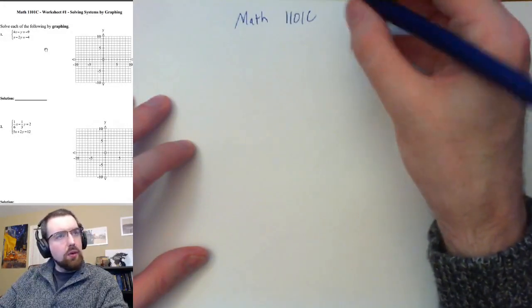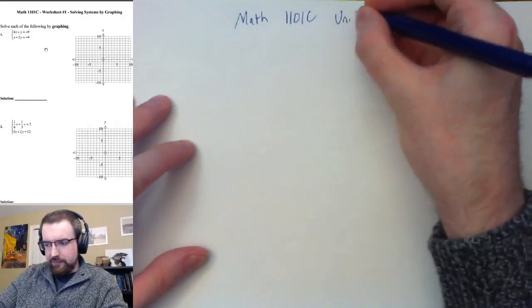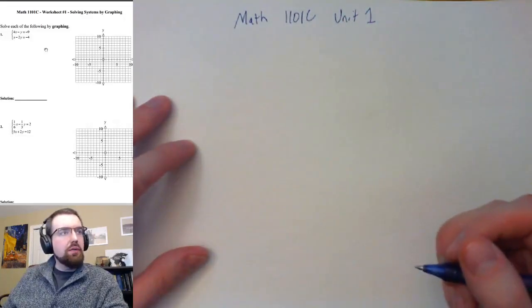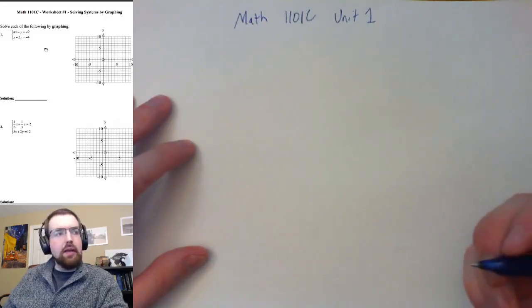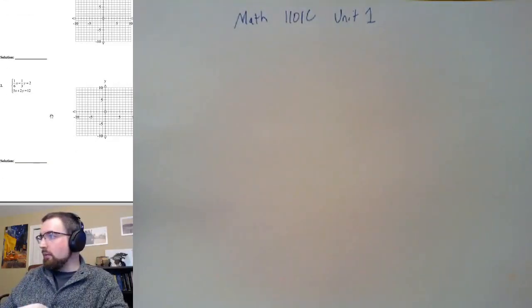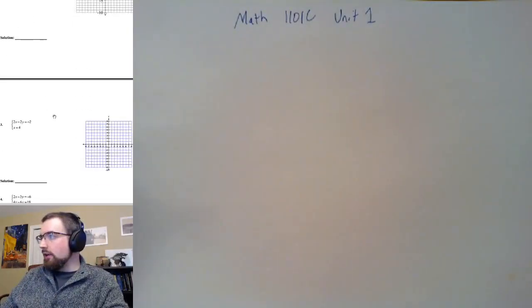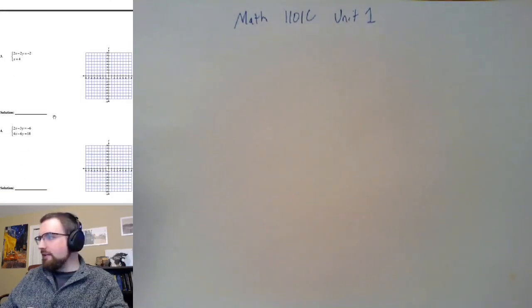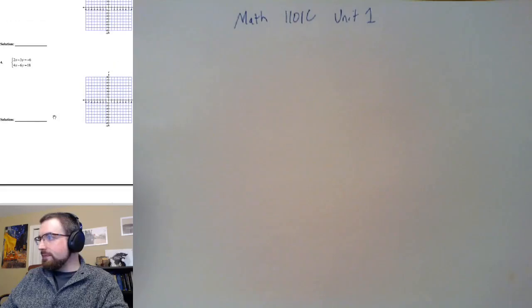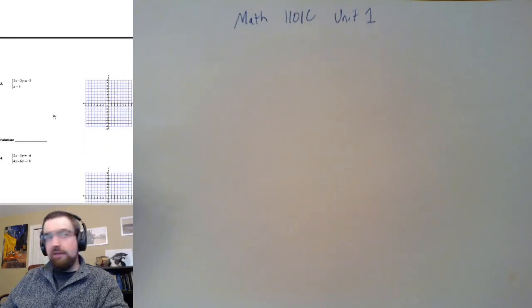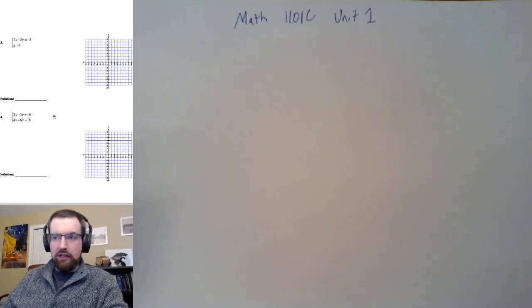It says worksheet number 1, so I guess it must be unit 1. Okay, so we're going to solve each of these by graphing. Now, I think I've done examples of a few of these before, so I'm going to skip number 1 and number 2. An enterprising student could maybe go and find where I have done those previously. Tell you what, I'm going to do numbers 3 and 4 here today on this worksheet.